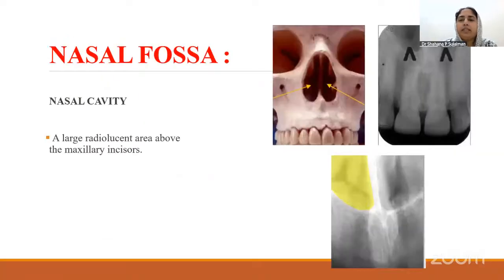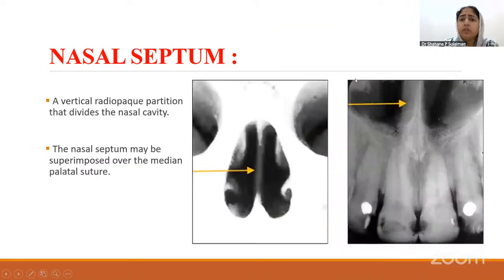Now coming to the next one, the nasal fossa. So you know nasal cavity. Nasal fossa is the other name for nasal cavity. This is seen as a large radiolucent area above the maxillary incisor. So the large radiolucent area above the roots of the maxillary incisors is the nasal fossa.